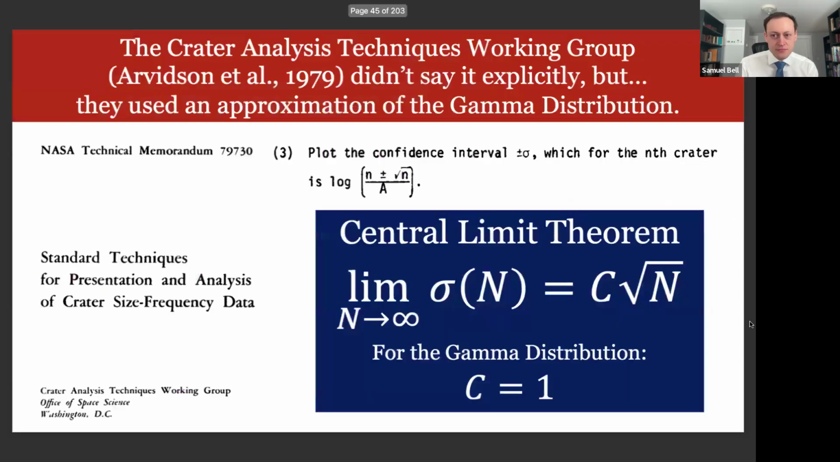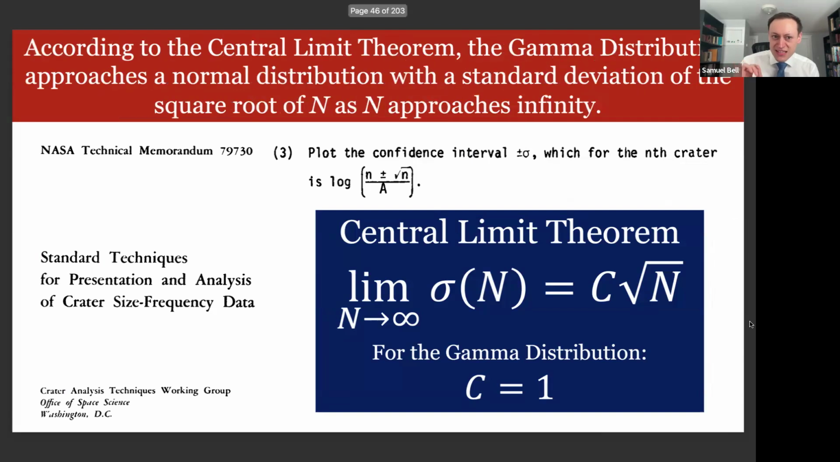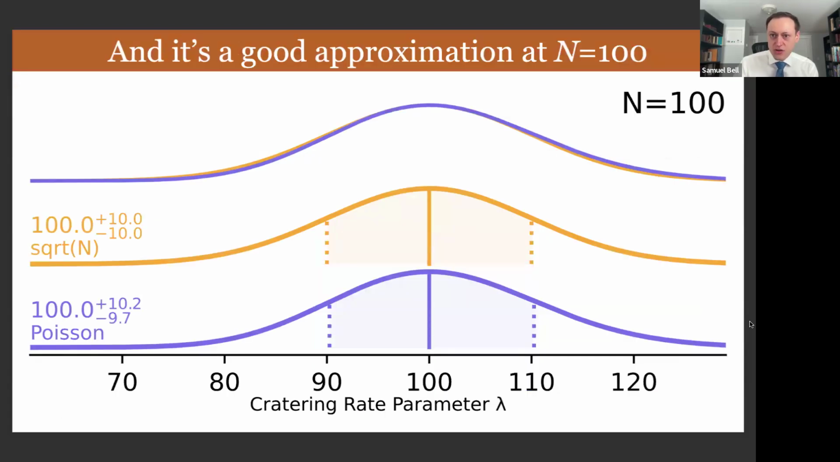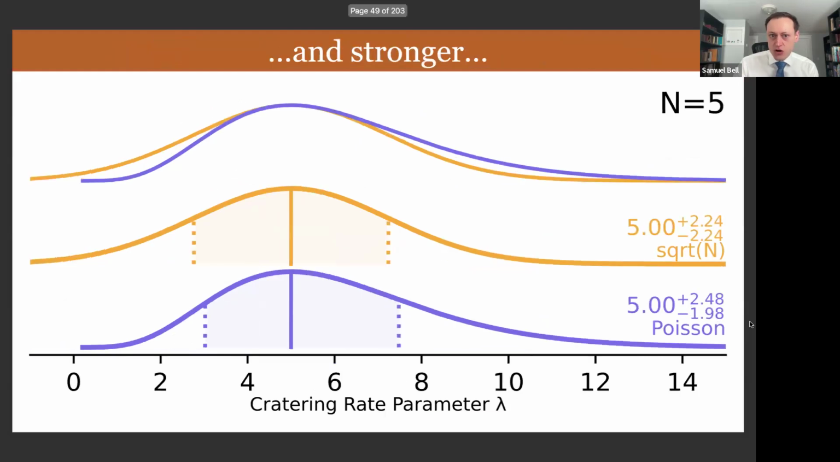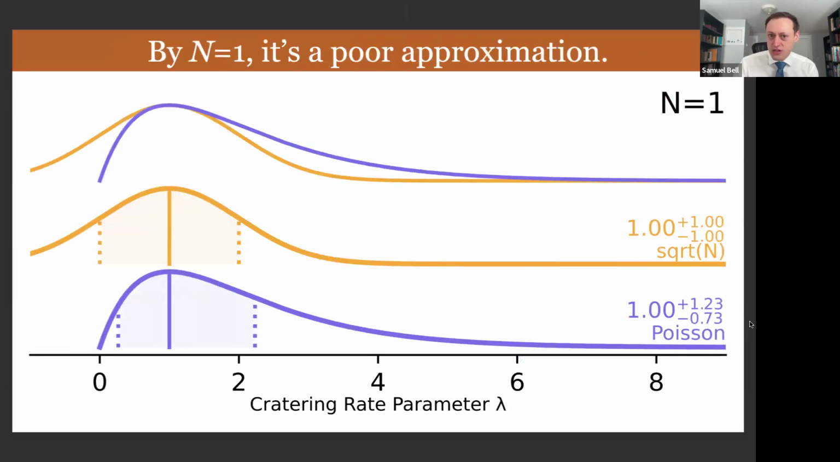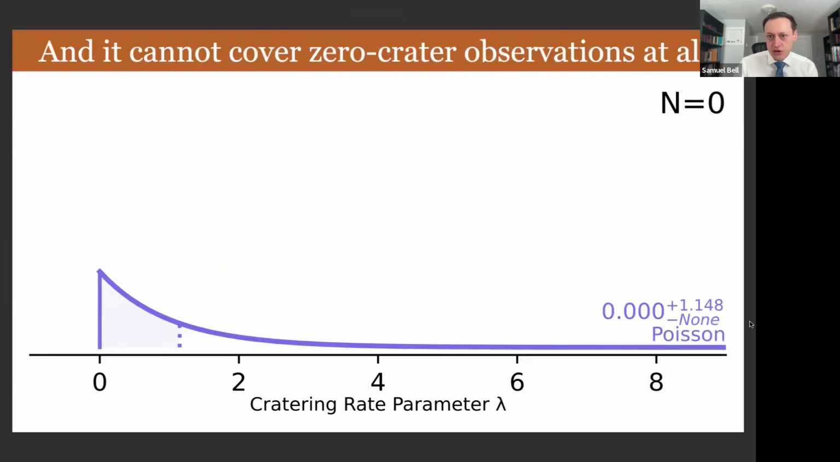So let's do that. The Crater Analysis Techniques Working Group, Arvidsson et al., 1979, did not say it explicitly, but they actually used an approximation of the gamma distribution. You see, the central limit theorem says that the gamma distribution approaches a normal distribution with a standard deviation of the square root of n as n approaches infinity. And it's a good approximation at 100. As n drops, differences grow stronger and stronger. By n of 1, it's a poor approximation, and it cannot cover 0 crater observations at all.